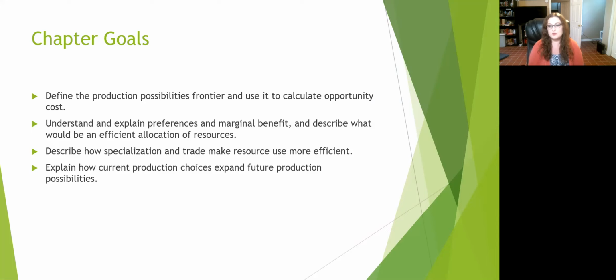So some things that might do really well for you is knowing what the production possibility frontier is and how to calculate opportunity cost. Because once you know how to calculate opportunity cost or talk about opportunity cost, that makes it so that you can explore a whole range of conversations when you're looking at trade-offs, especially when it comes to policy. The next goal would be to understand and explain the difference between marginal benefit and marginal cost, and what these sorts of things mean and how your preferences play into it. Then you need to describe how specialization and trade make resource use more efficient, and then explain how current production choices expand future production possibilities.